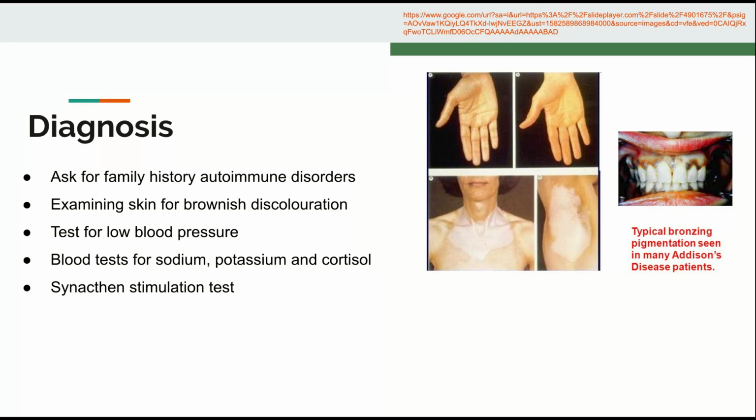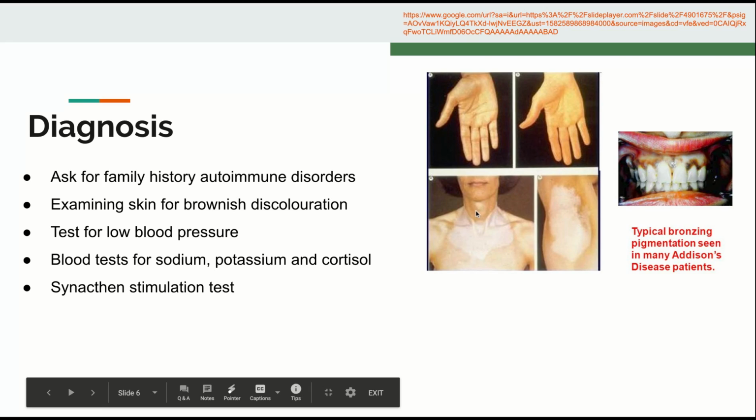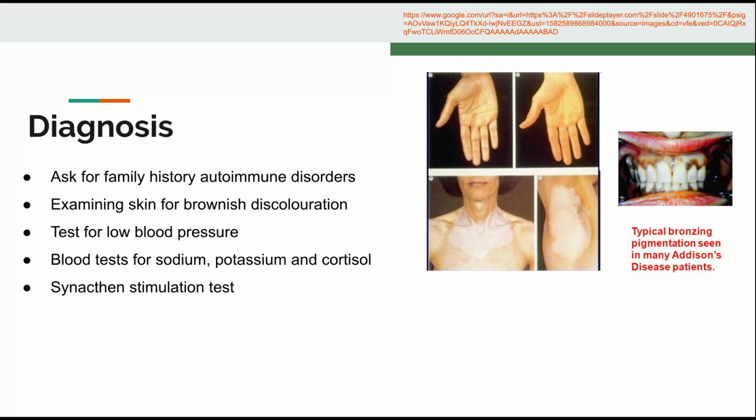The doctor will usually ask for the family history because some people with certain genes are likely to develop autoimmune disorders and therefore are at a higher risk of developing Addison's disease. If that person or a close family member has vitiligo, which are these pale white patches on the skin, type 1 diabetes, or hypothyroidism, it usually means that they are at a higher risk for developing Addison's disease.